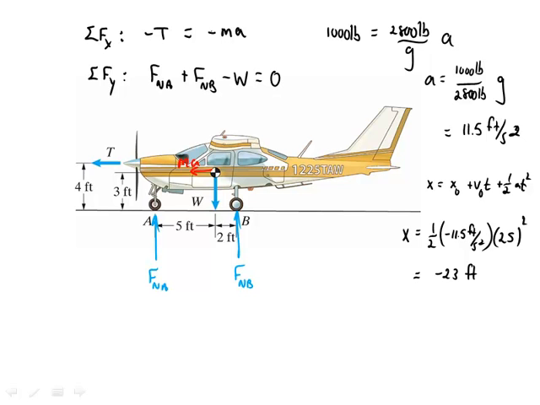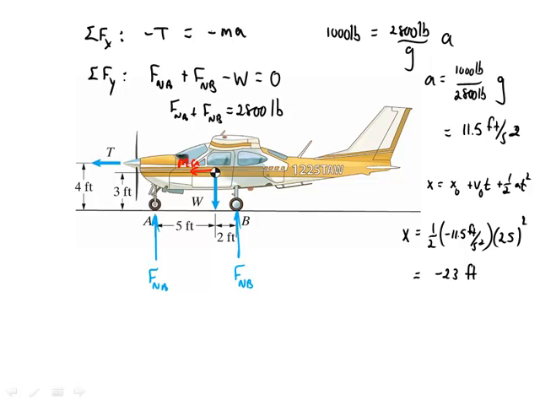Now the sum of the forces in the y, I know that FNA plus FNB is going to be equal to 2,800 pounds. But the question is, what are the individual normal forces? I only know that their sum is 2,800 pounds. How do I find the individual forces? And this is where the sum of the moments will become important.